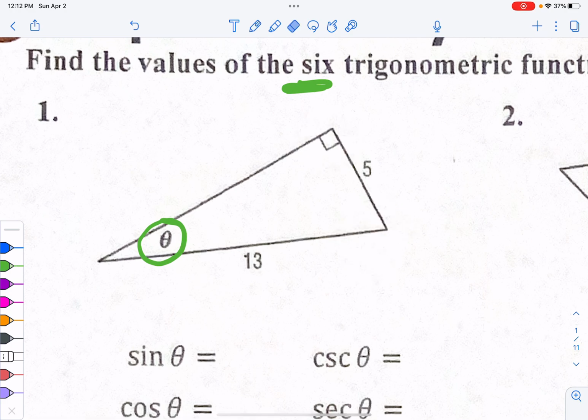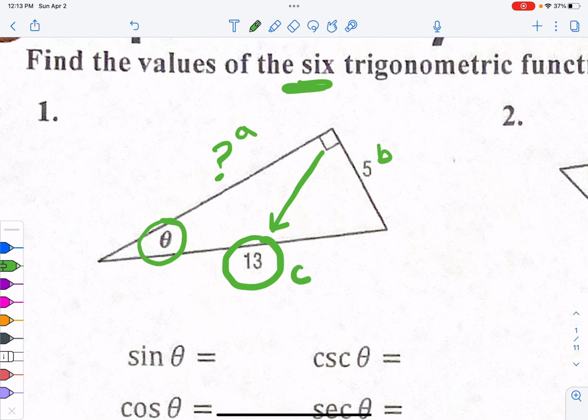So we need to find what this third side is right here, and we can do that by doing the Pythagorean theorem. So we need a squared, b squared, c squared, and the thing to remember is that side c is always the long side, or the one that's opposite the 90-degree angle. So this has to be c, and then it doesn't matter which one is a or b from there. So let's just call the one that we don't know a. So a squared plus 5 squared equals 13 squared. Then we just do the math from there.